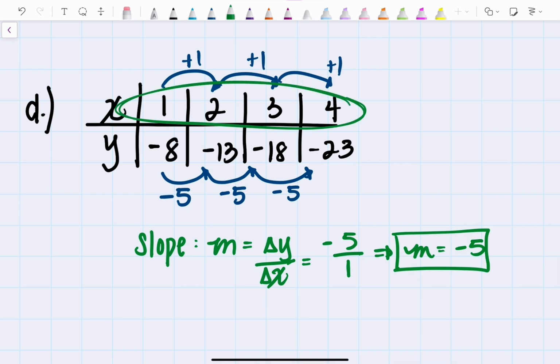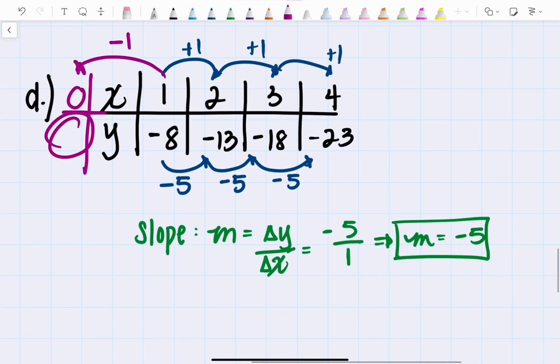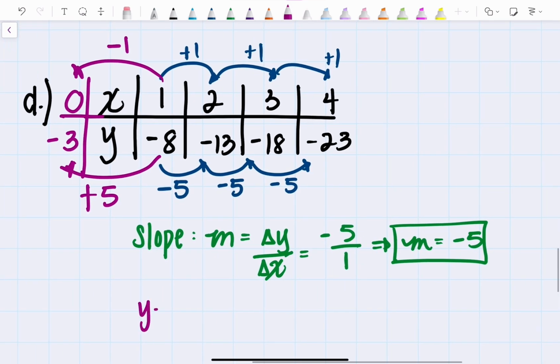Now, once again, in this case, guys, for the y-intercept, because I don't have a 0 in my x's, I have to actually move backwards, right? Move backwards here to actually get the 0, right? So x is going to be a 0 because I'm going to be subtracting a 1. So if I want to go ahead and find my y for when x is 0, I actually have to add 5 to the negative 8. And that would be giving us a negative 3. So our y-intercept in this case is going to be the point 0, negative 3.